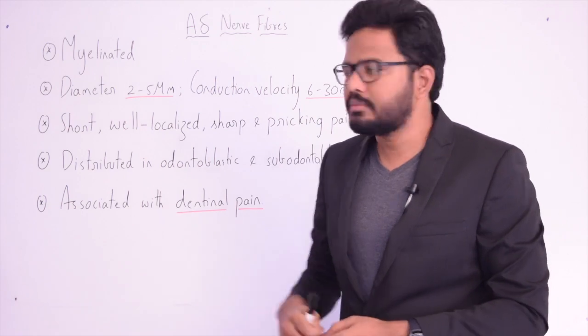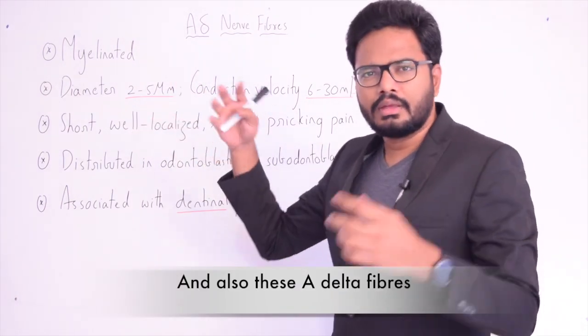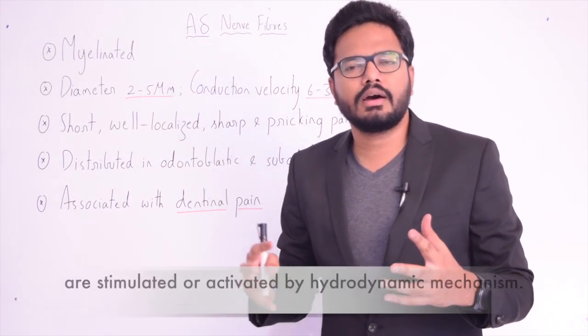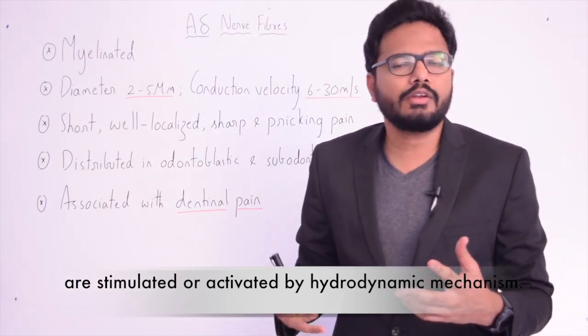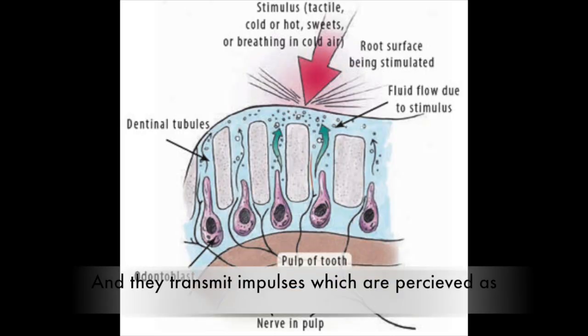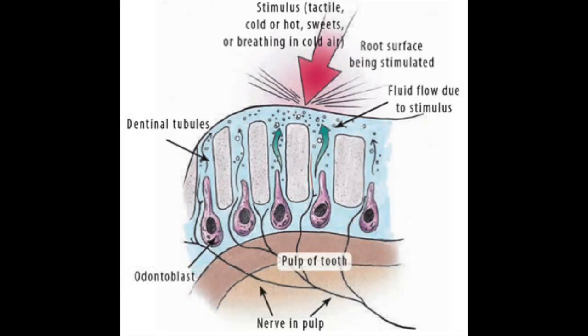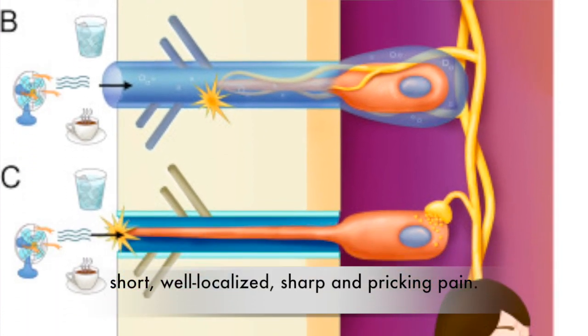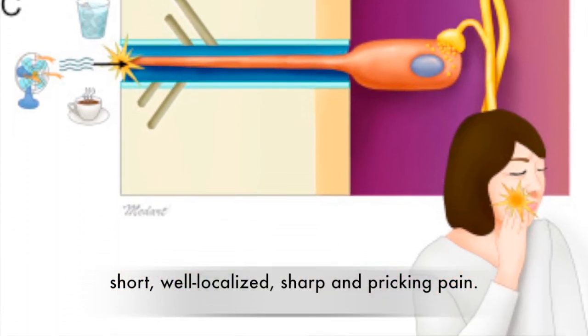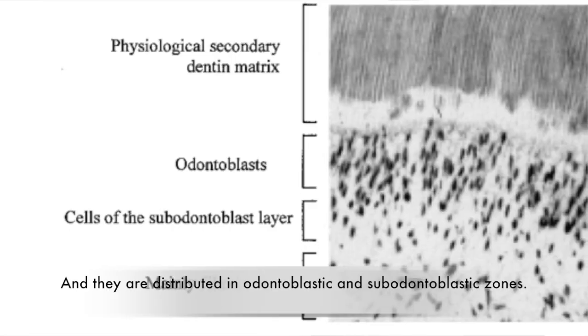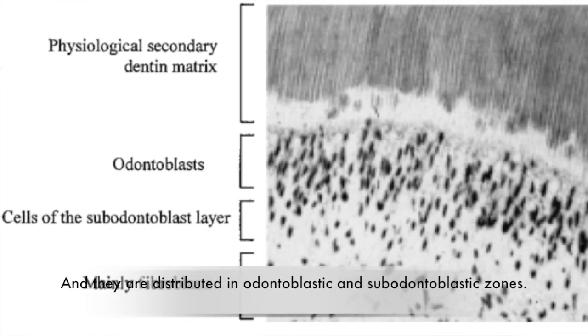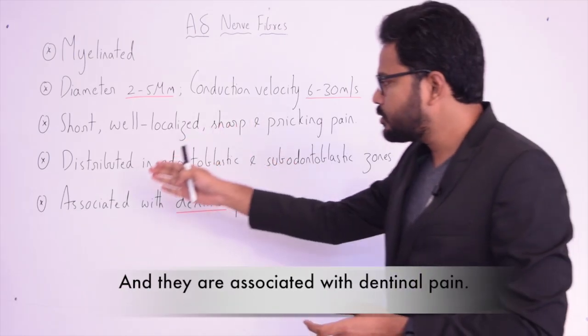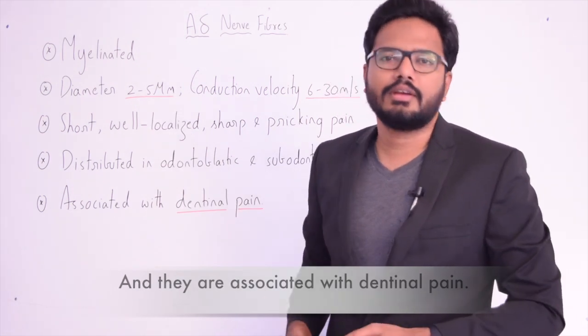Also, these A delta fibers are stimulated or activated by the hydrodynamic mechanism, and they transmit impulses which are perceived as short, well localized, sharp and pricking pain. They are distributed in the odontoblastic and subodontoblastic zones, and they are also associated with dentinal pain.